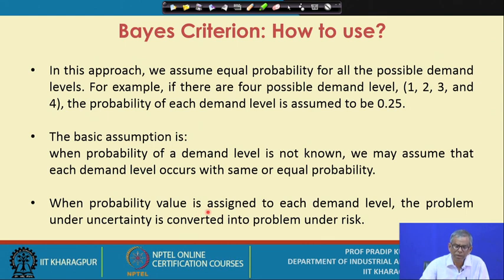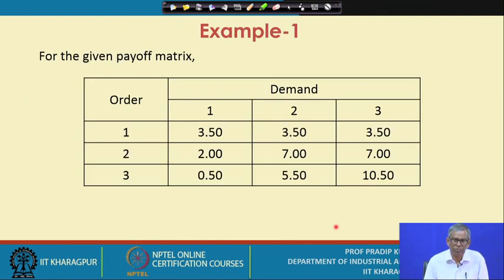When the probability value is assigned to each demand level, the problem under uncertainty is converted into a problem under risk. And then what we will do is very simple. Against each order strategy, you calculate the expected return or expected payoff, either in terms of profit or in terms of cost. So you select that particular order strategy for which the expected profit is maximum or expected cost is minimum. These two cases we always highlight.